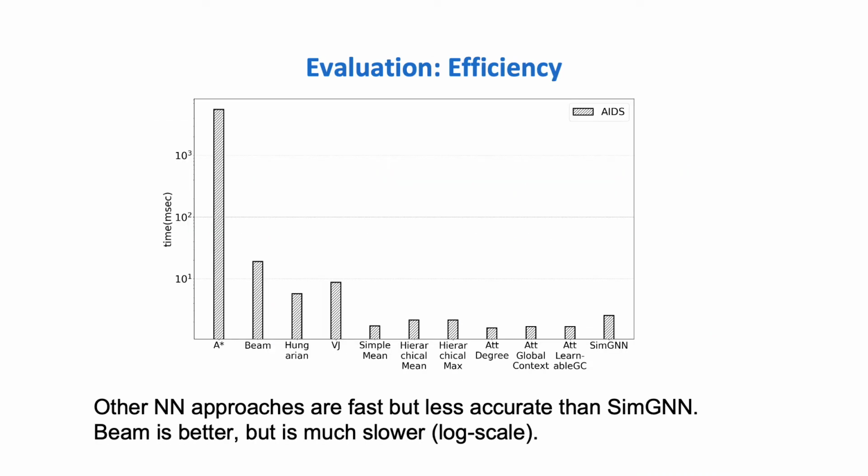This figure shows the running time of different algorithms. You can see that the exact solution A-star is the slowest. The y-axis shows the time on a logarithmic scale. It's also noted that our algorithm is slightly slower than most other neural network-based approaches, but we are far more accurate than them. And for those search-based approaches, like Beam, Hungarian, and VJ, we are much faster.